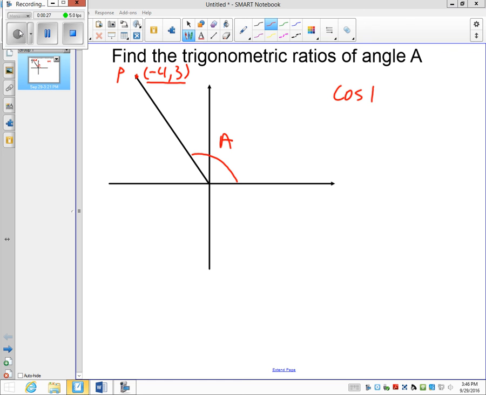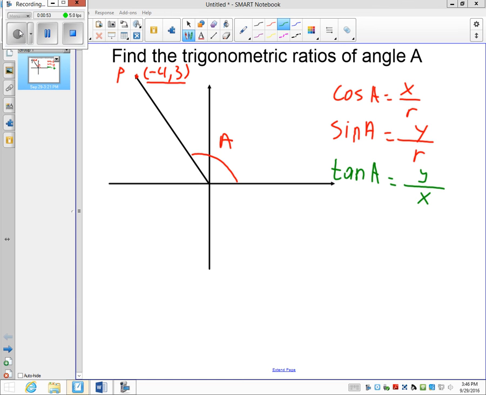Cosine of angle A equals x over r. Sine of angle A equals y over r, whereas tan of angle A, let's use a different color to make it a little bit more visible, tan of angle A equals y divided by x.